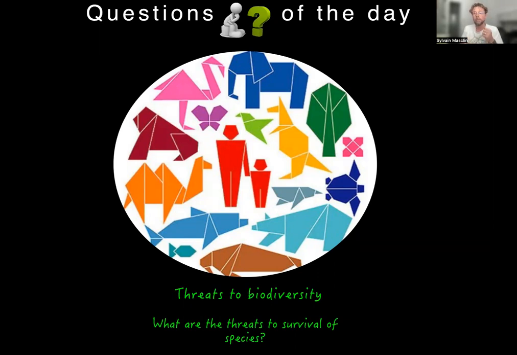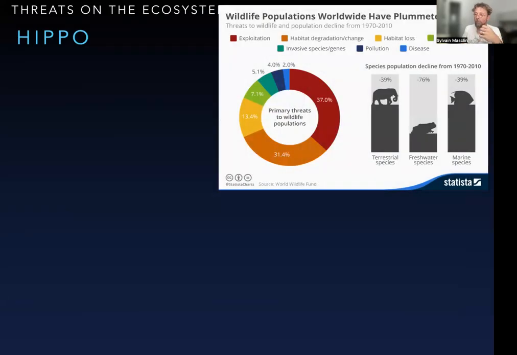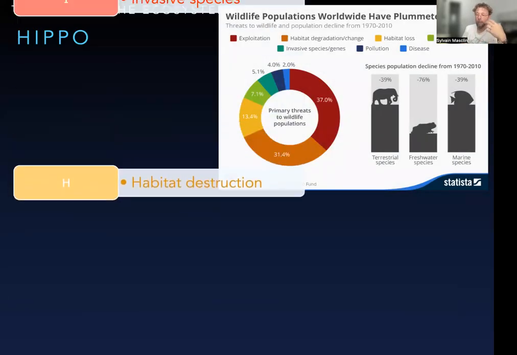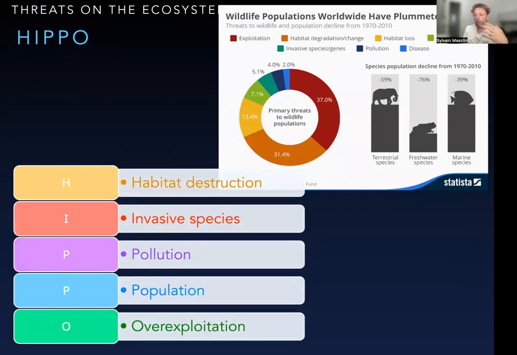You should have watched at this point lecture prep number 1, which is about a 5-minute video explaining the threats. If we summarize the threats, they can all be summarized with an acronym called HIPPO: H, habitat destruction; I, invasive species; P, pollution; P, population; and then O for overexploitation. The double P can of course be reversed.